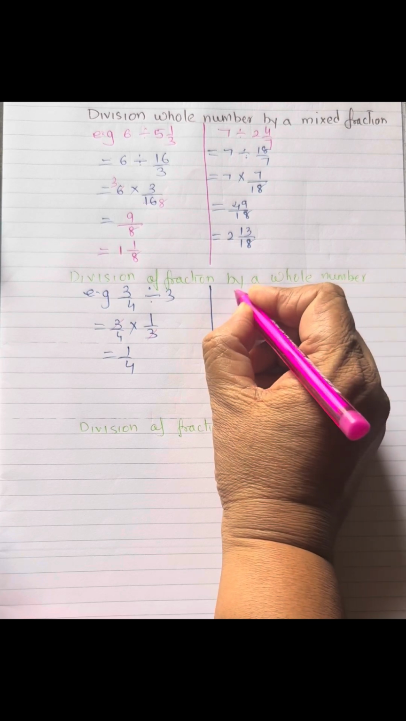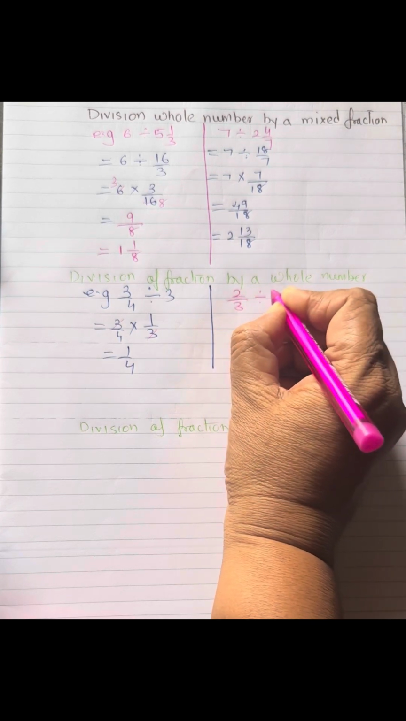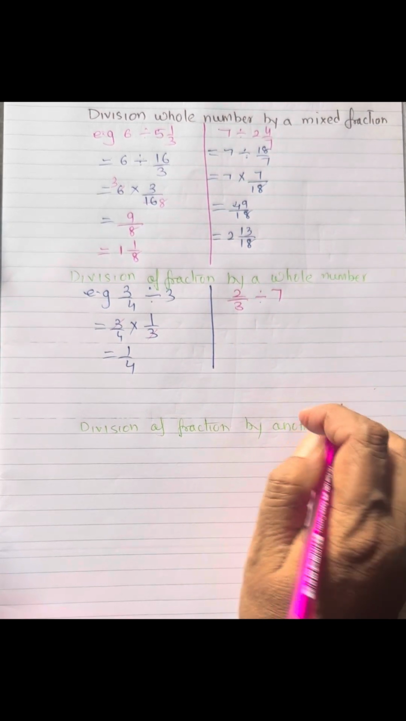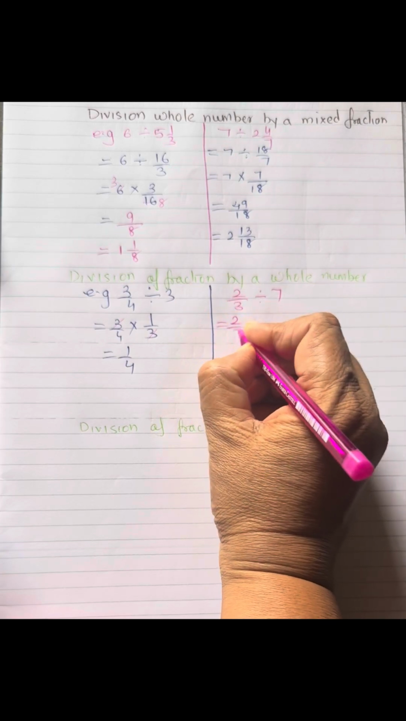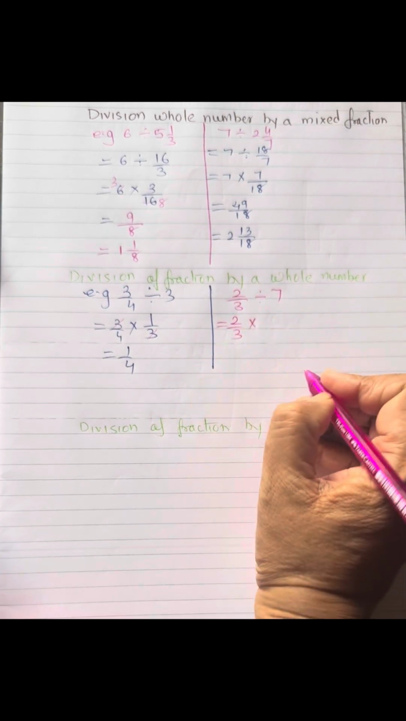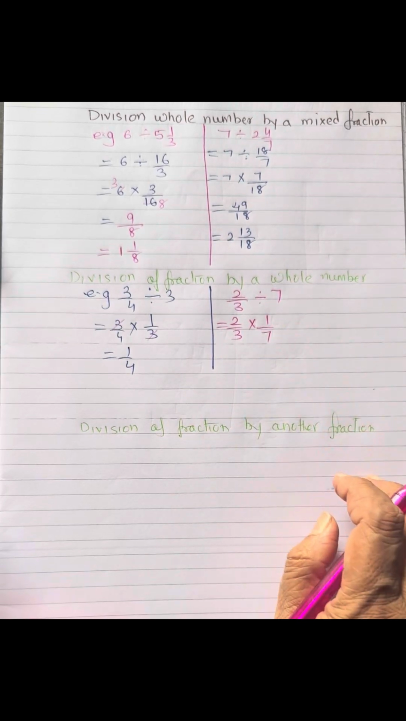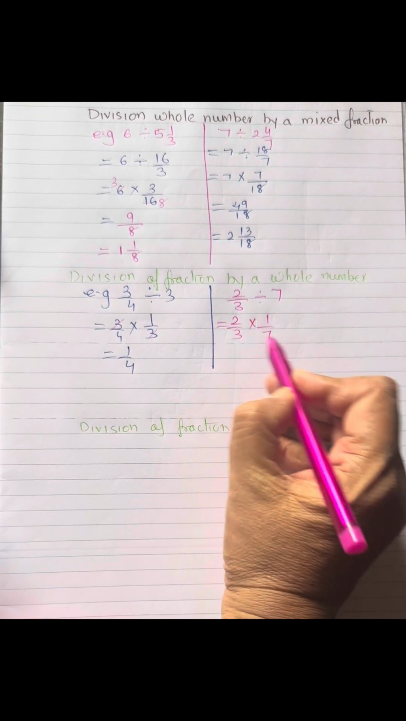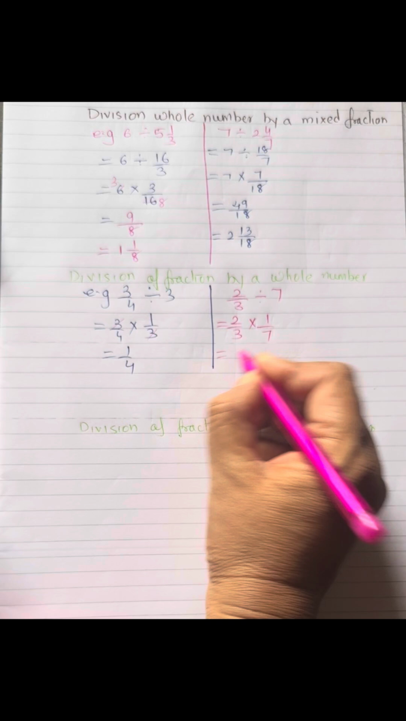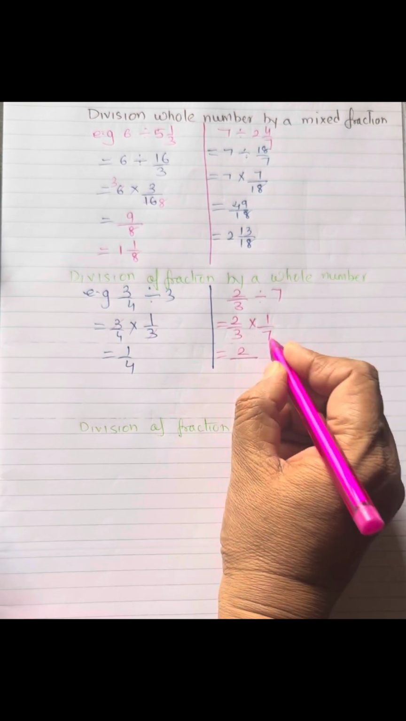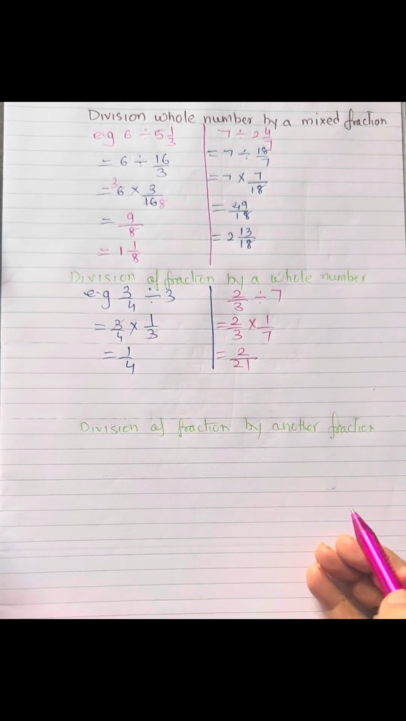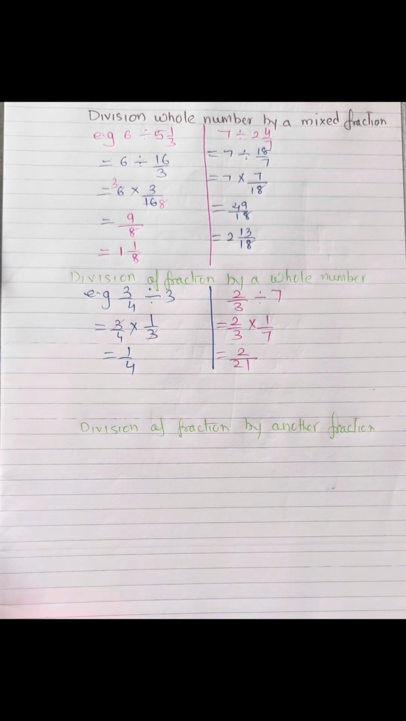One more example we'll take. Suppose you are dividing 2 upon 3 by 7. Okay, so again write 2 upon 3 as it is. Division changes into multiplication. Write the reciprocal of 7, that is 1 upon 7. Now you can see here nothing can be cancelled. So we multiply: 2 ones are 2 and 7 threes are 21. Both the answers in this case are proper fractions in reduced form, so we did not do anything.